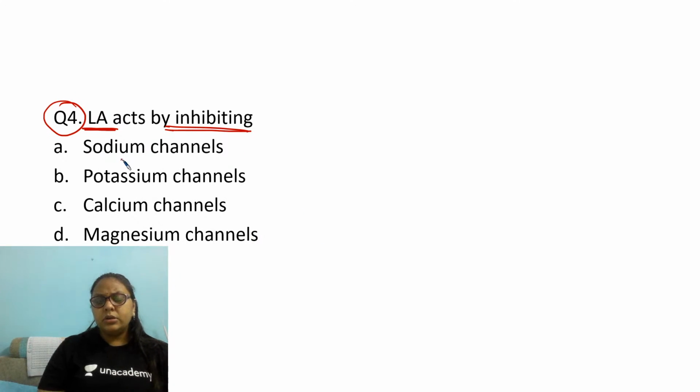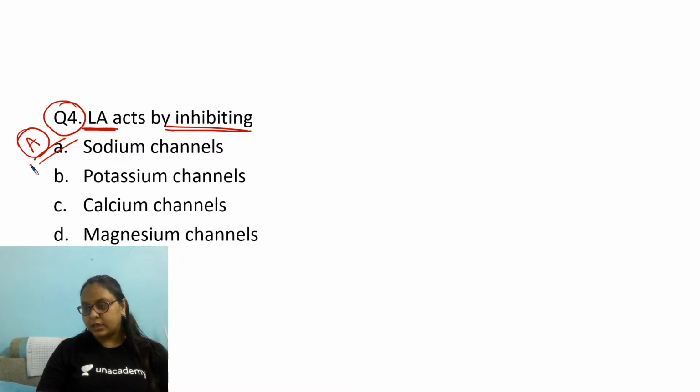Okay. So the local anesthetics act by inhibiting mainly the sodium channels. Remember, they act by inhibiting the sodium channels. Now, how do they act?